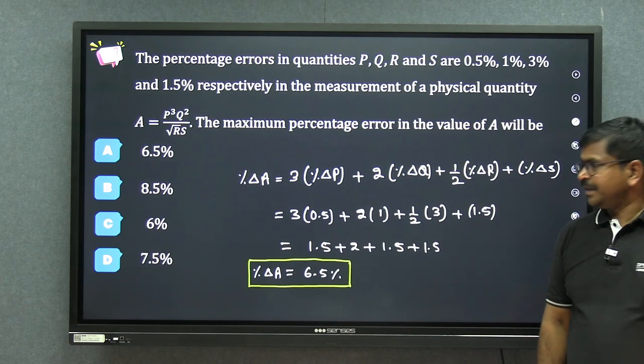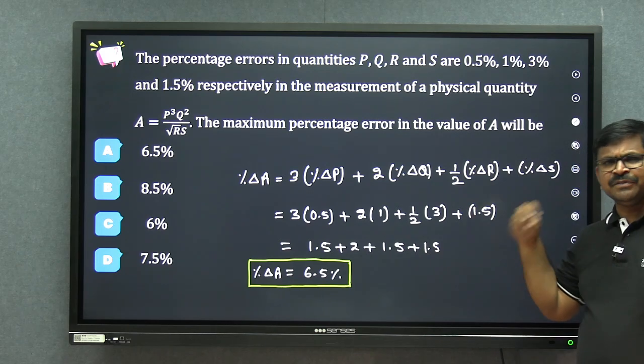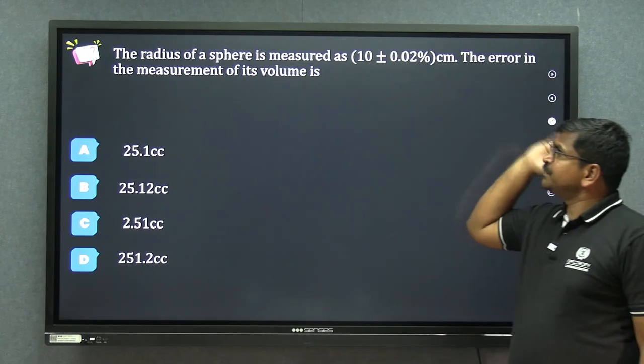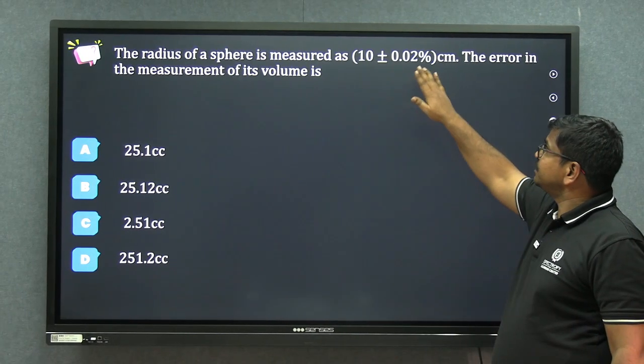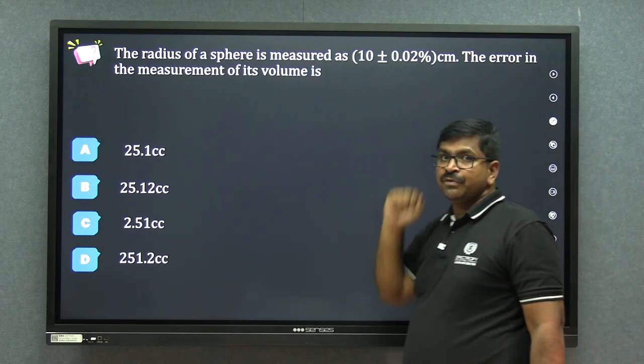Yes, A is the right answer. I hope you got how to do these things. We can solve this within 1 minute. Now, next question: the radius of the sphere is measured as 10 plus or minus 0.02 percentage, and the error in the measurement of its volume.